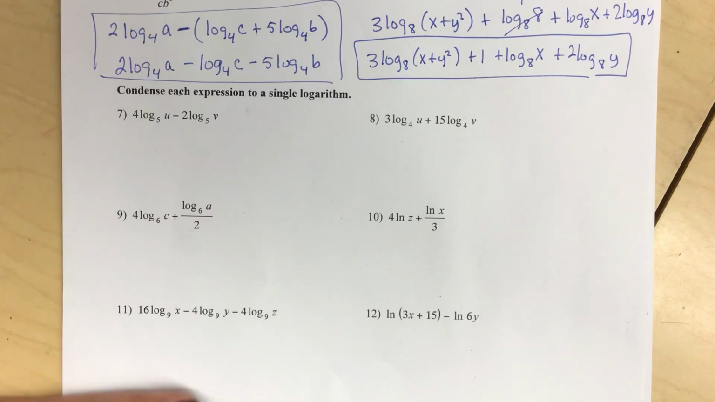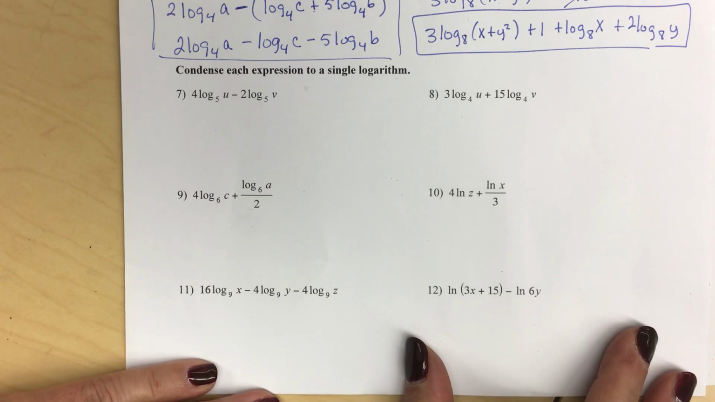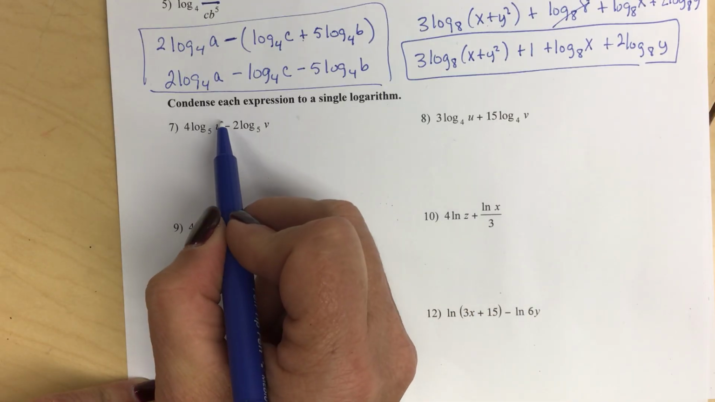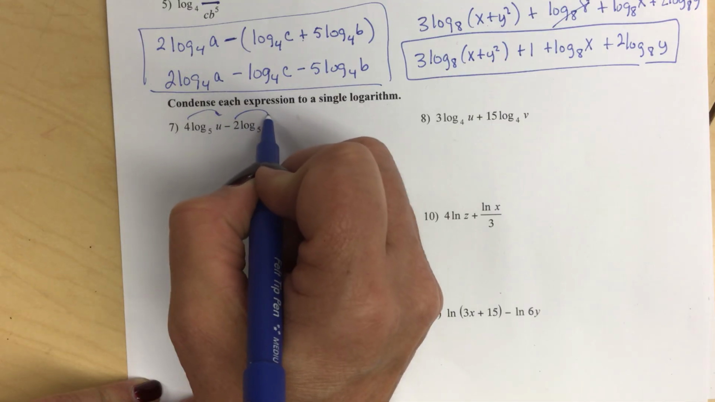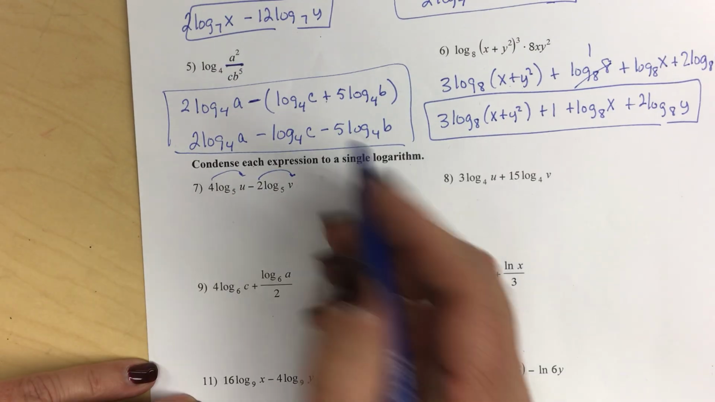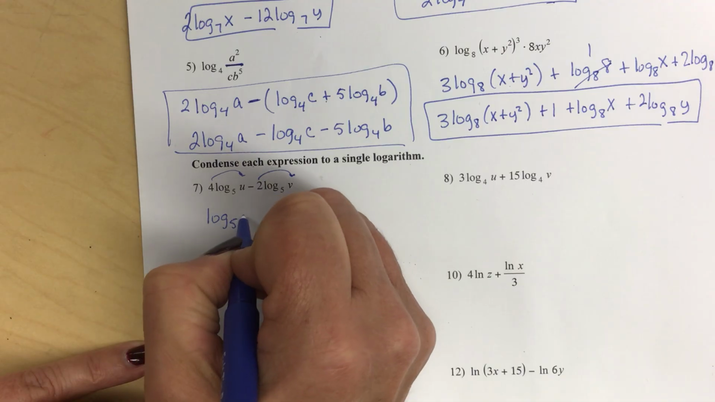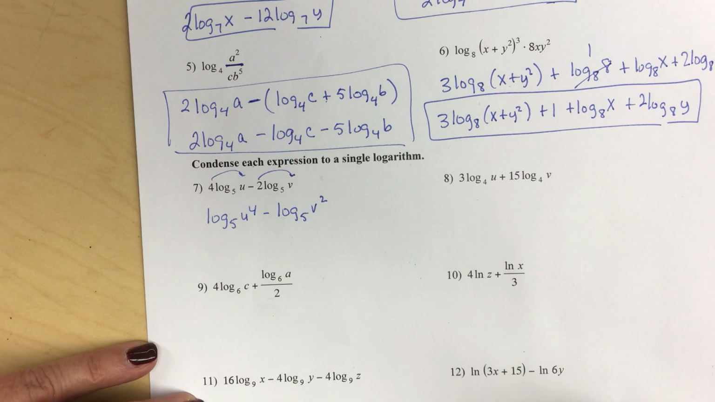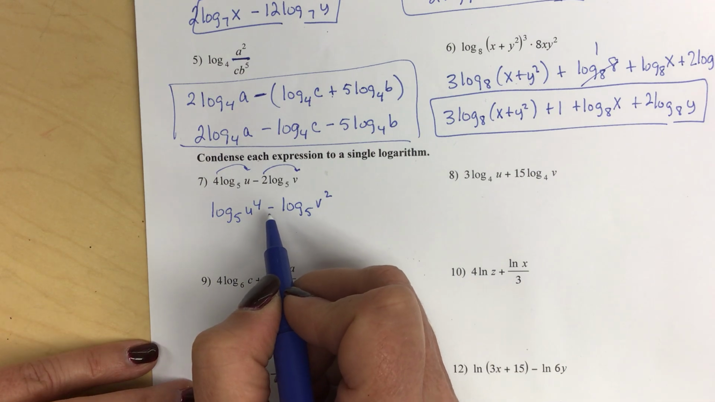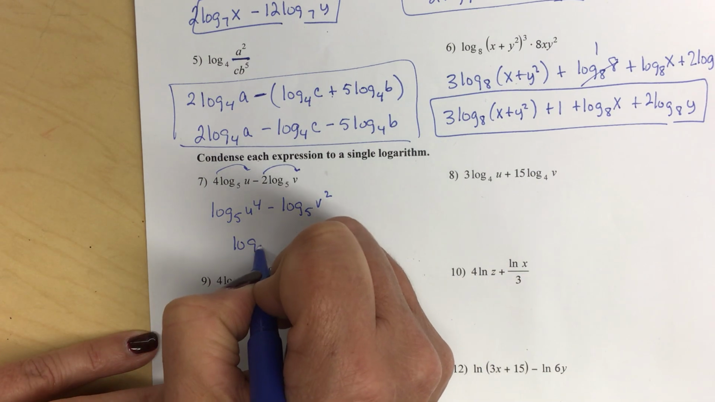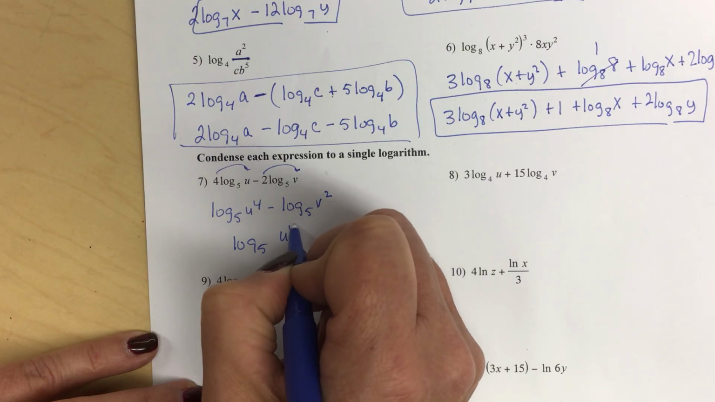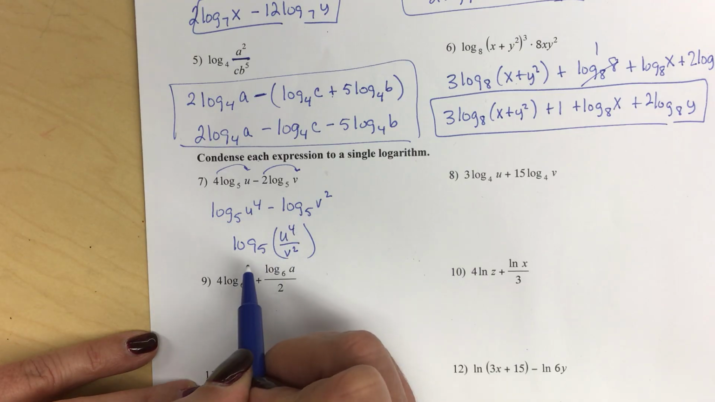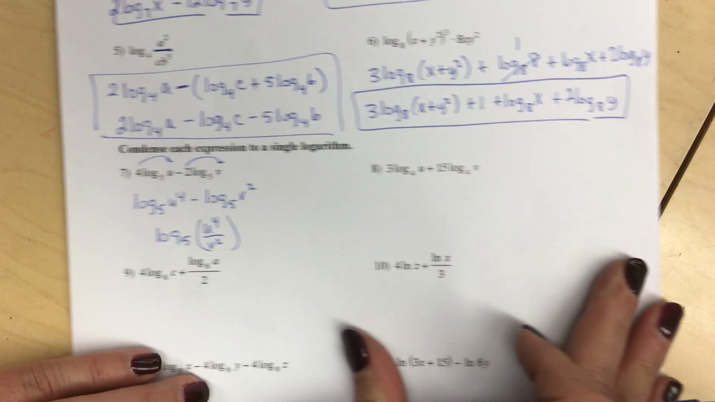Okay? Now down here, if it says condense, you're just going to do basically the same thing, only backwards. So this 4 is going to go up and become an exponent, and the 2 is going to go up and become an exponent. So again, I'll write out the full step there. Log base 5 of u to the 4th minus log base 5 of v squared. And then the minus is going to make it go together as one logarithm. So log base 5 of u to the 4th divided by v squared. So you go from 2 logarithms to 1 logarithm of one complicated thing.